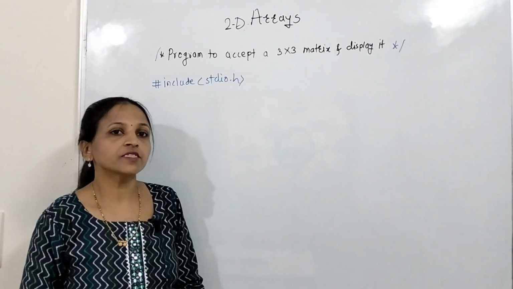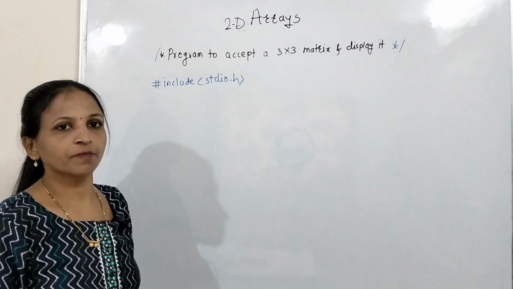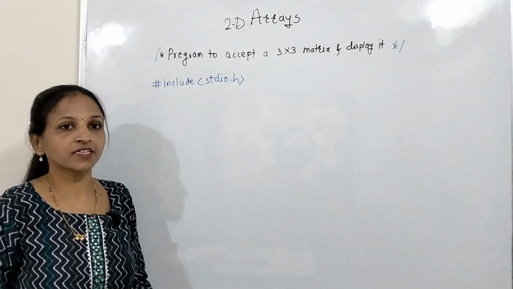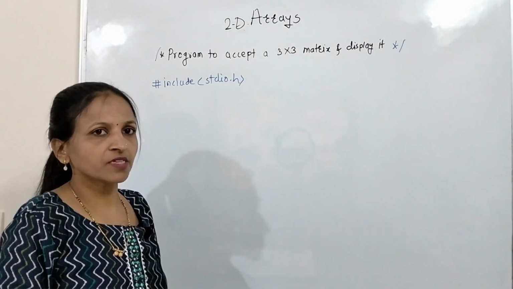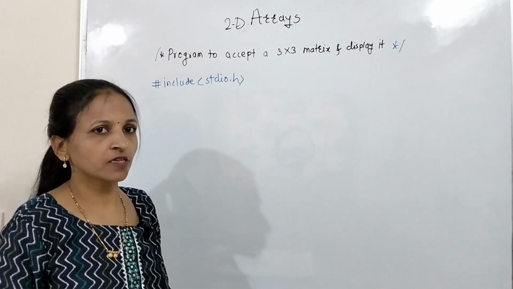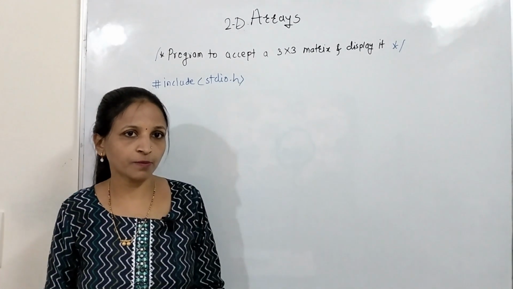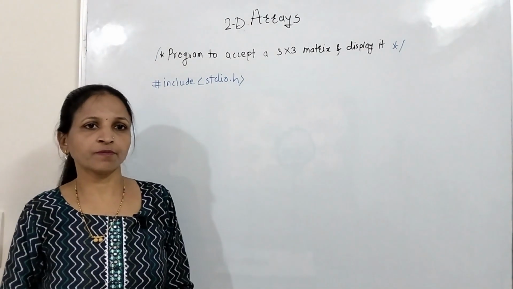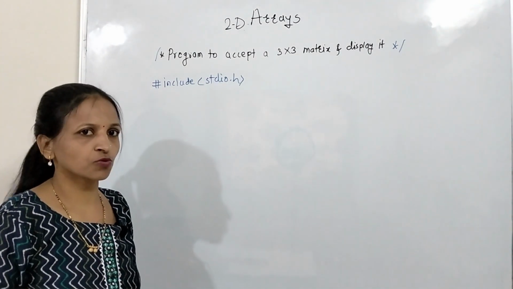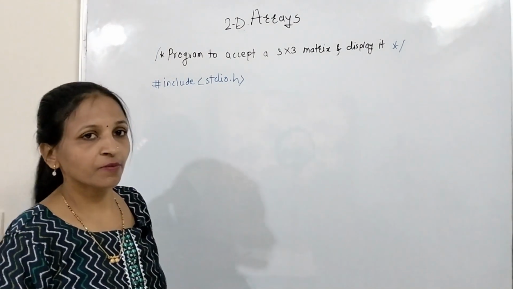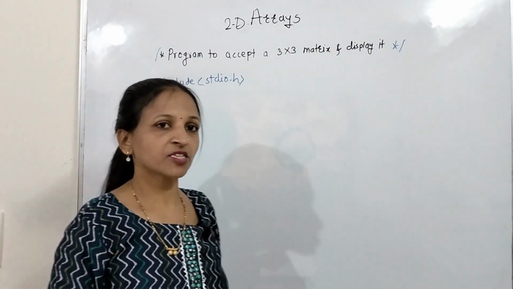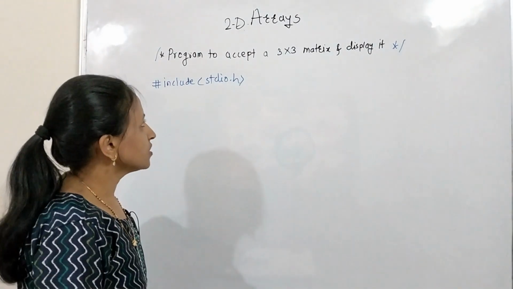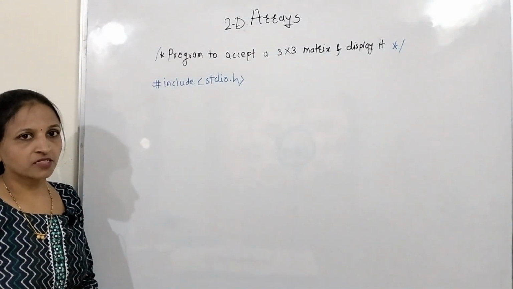Now see, on the basis of that 2-dimensional array concept, I am going to explain a program to accept a 3 by 3 matrix and display it. Here you can accept any dimension matrix actually, like you can declare 2 variables for getting row dimension and column dimension. You can accept from user also. But here I am considering row dimension is 3 and column dimension is 3. That is fixed. Okay. Now see how to accept a matrix and display matrix.